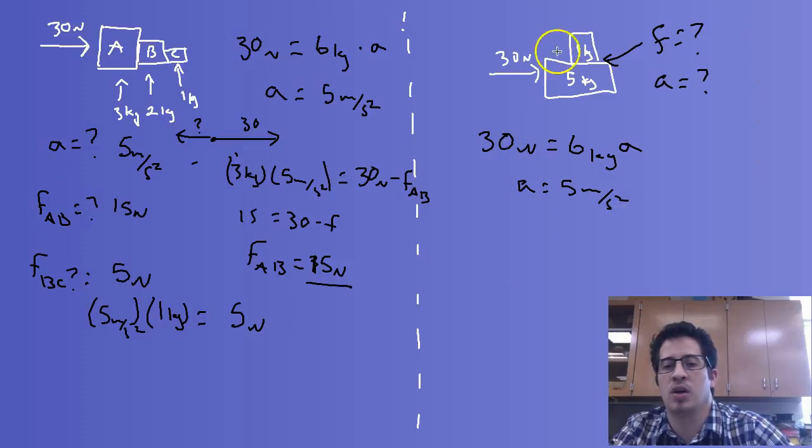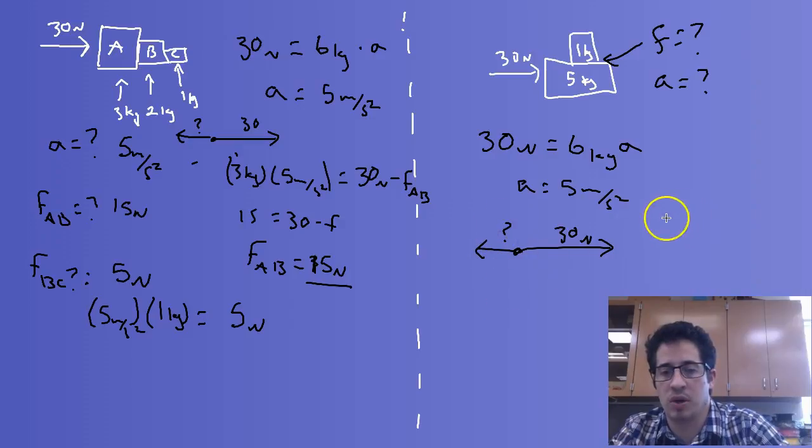Okay, and so this whole system is accelerating at 5 meters per second squared. If you think about it, 25 of those newtons is going to accelerate that, and the rest is accelerating that. So this block right here, if we do a free body diagram, we have a push this way of 30 newtons and an unknown push this way.